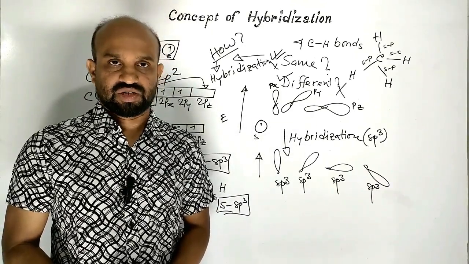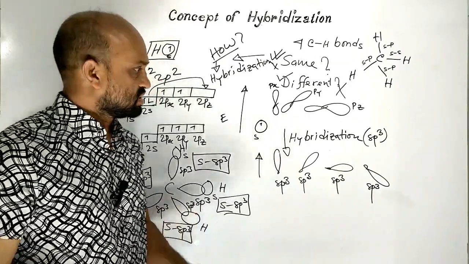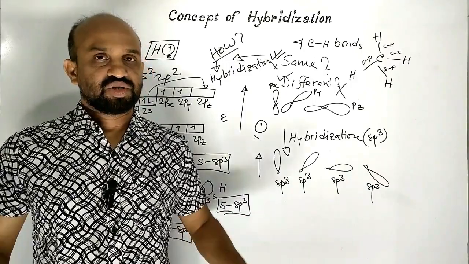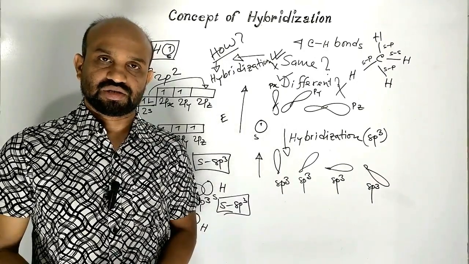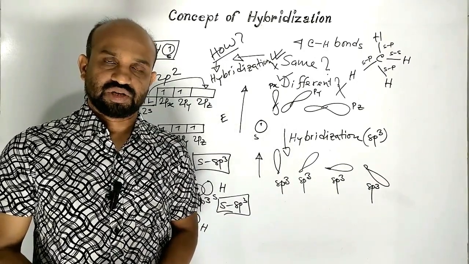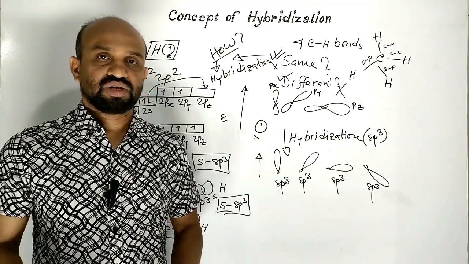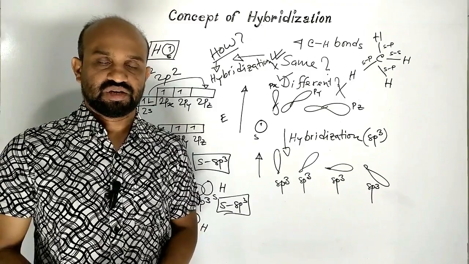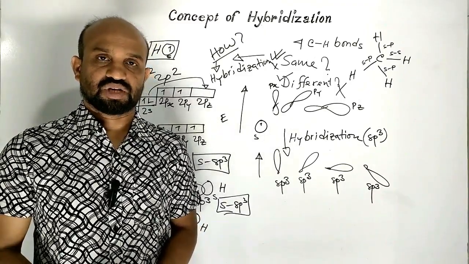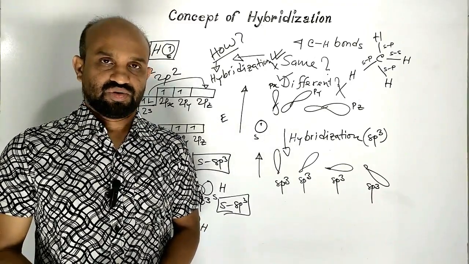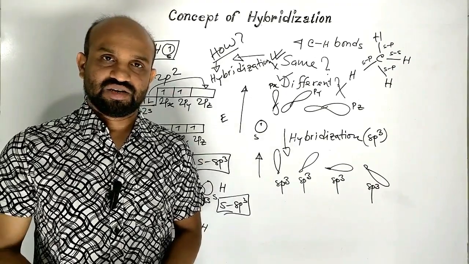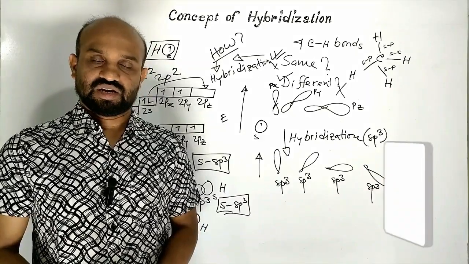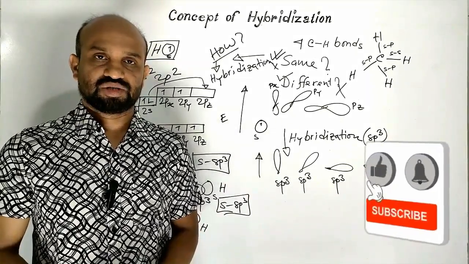Hybridization is the mixing of orbitals. Because of the mixing of orbitals of different energy, and because of the formation of orbitals of the same number, same energy and same shape, these four carbon-hydrogen bonds in methane are the same. So this is hybridization, and sp3 hybridization occurs in methane, and as a result the four carbon-hydrogen bonds are the same.